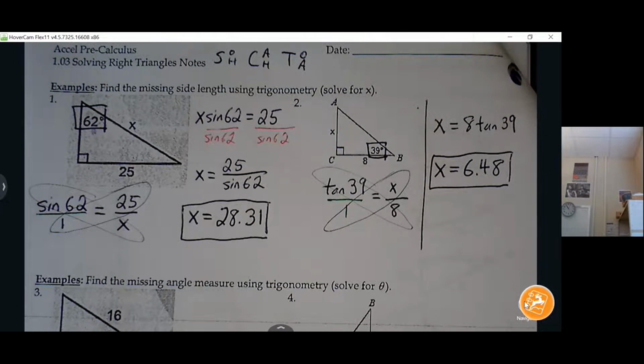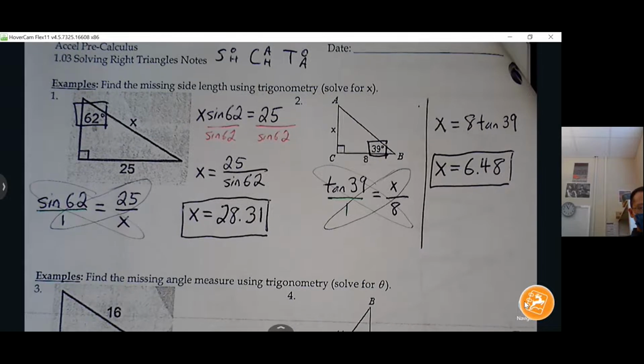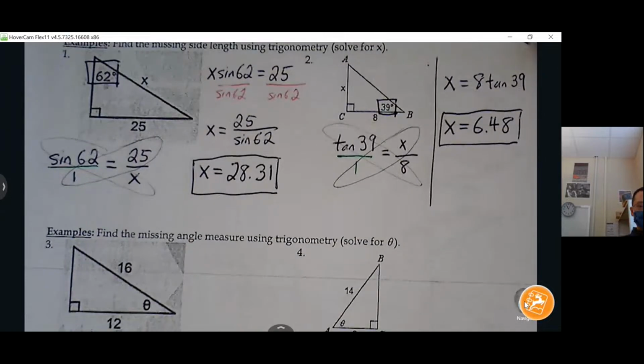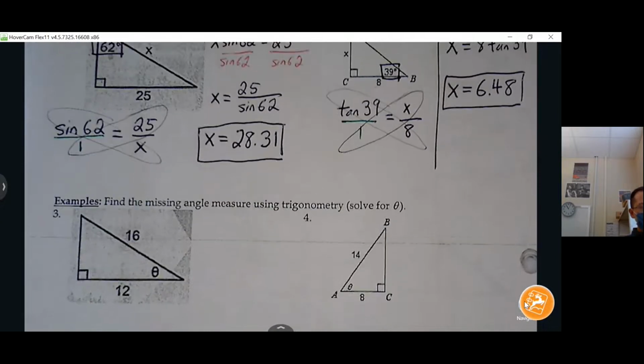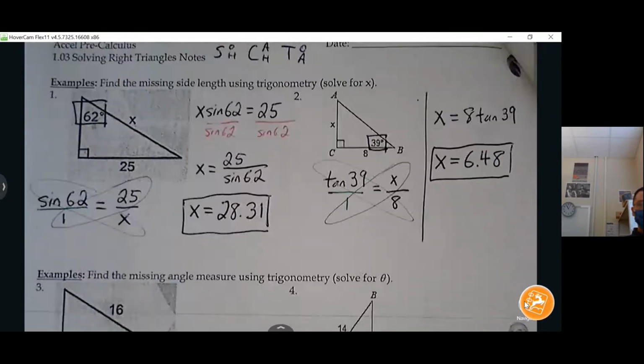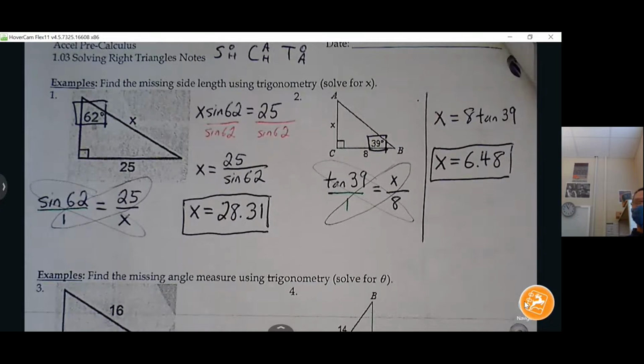Any questions? So if one angle is given and one side is given, you can always find a missing side using this strategy. However, if none of the angles are given except for the fact that it's a right triangle, we're going to set up the same way, but the way that we solve for the angle is going to be a little different. Okay. Anybody have any questions with 1 and 2?